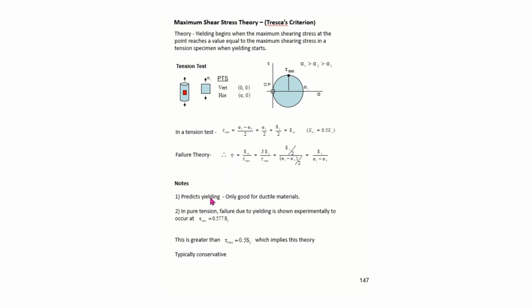So some notes on this failure theory are that it predicts yielding, but it's only good for ductile materials. In pure tension, failure due to yielding is shown experimentally to occur at 0.577 SY. Here we're predicting 0.5 SY. And so this is actually a conservative failure theory, because the failure can actually go out to 57.7% of the yield strength, where this predicts failure at 50% of the yield strength. So this is greater than 0.5 SY, which implies the theory is typically conservative.